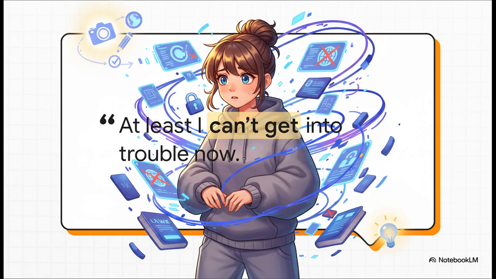And this is Mel. She's learned all about these rules, and now she's super worried about getting into trouble. She gets so stressed out by it all that she just decides it's easier not to use any pictures from the internet at all. Mel thinks, at least I can't get into trouble now. What do we think about what Mel's decided to do?